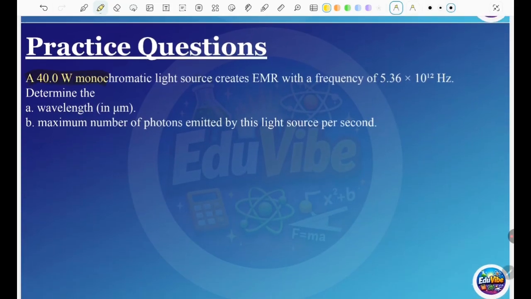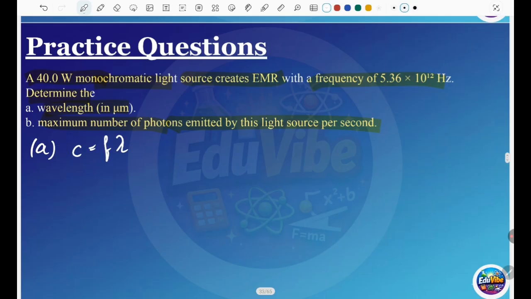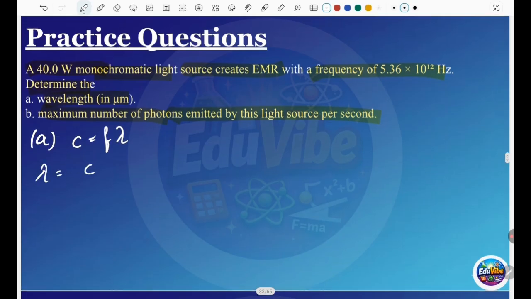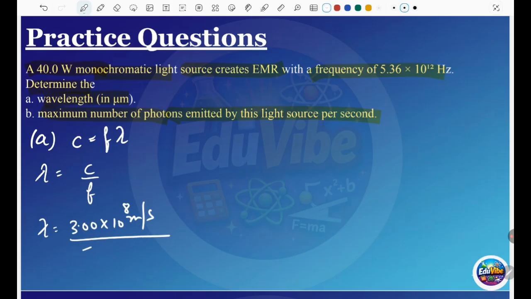If a 40.0 watt monochromatic light source emits EM radiation with a frequency of 5.36 times 10 raised to power 12 Hz, determine the wavelength in micrometers and the maximum number of photons emitted by the light source per second. So we have the frequency and the power, and you have to find the wavelength first. It's easy to find from here. You know c is equal to frequency times wavelength, so wavelength is equal to c divided by frequency. So 3.0 times 10 raised to power 8 meters per second divided by the frequency 5.36 times 10 raised to power 12 Hz.